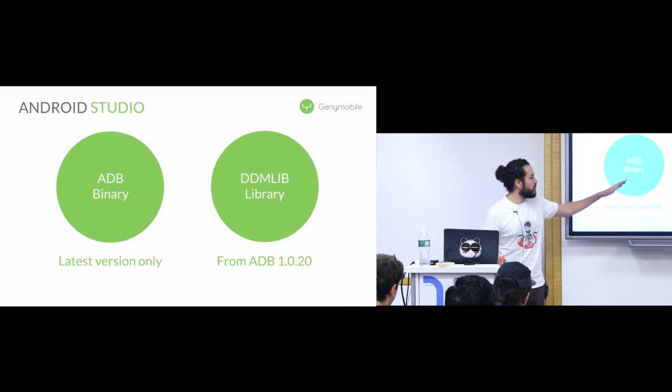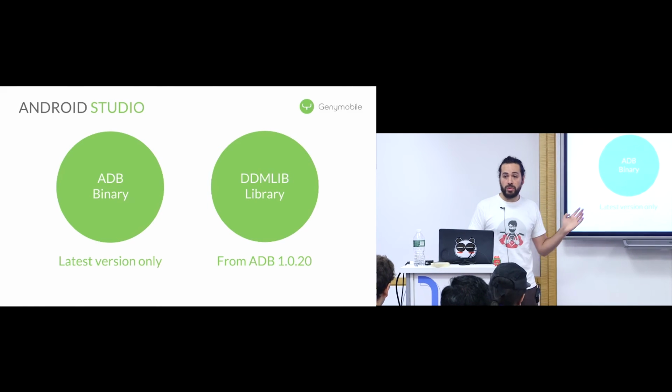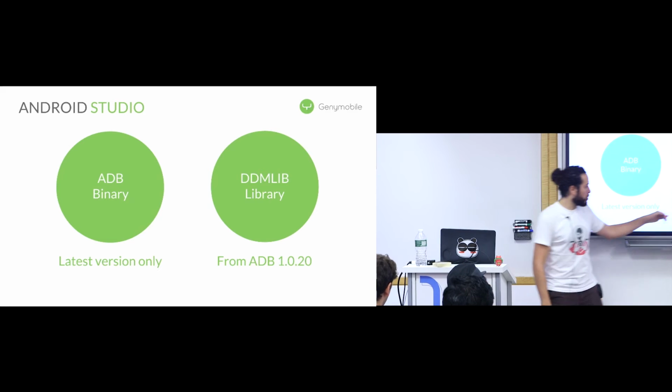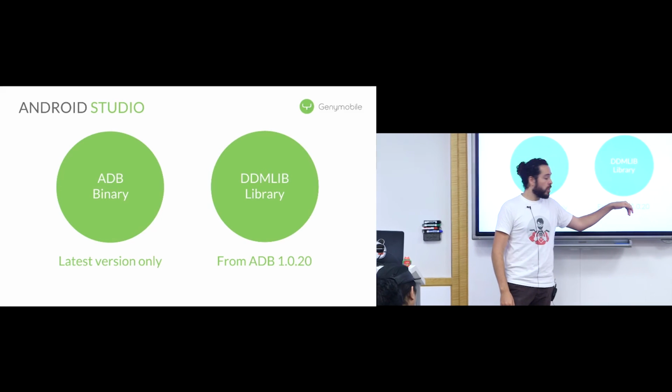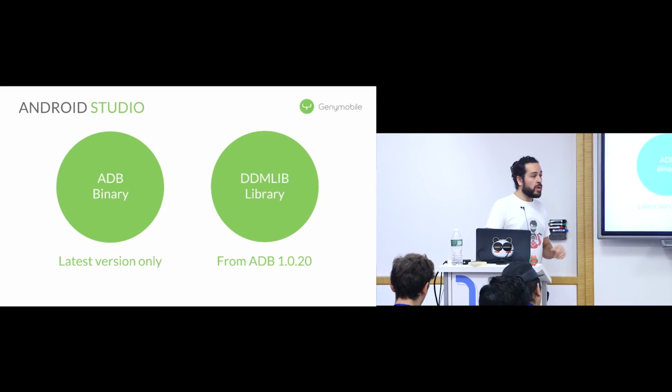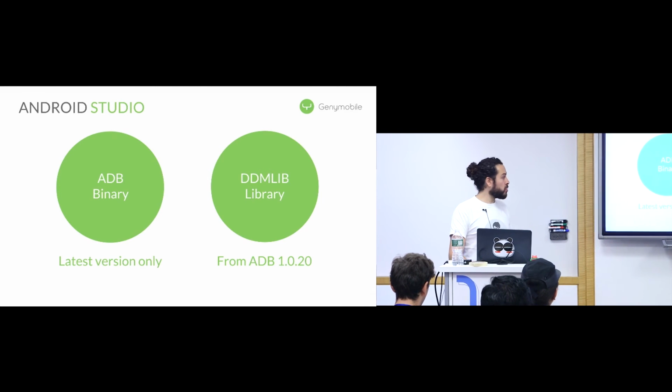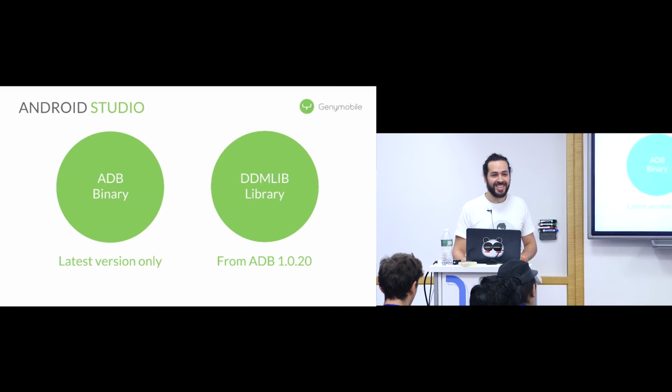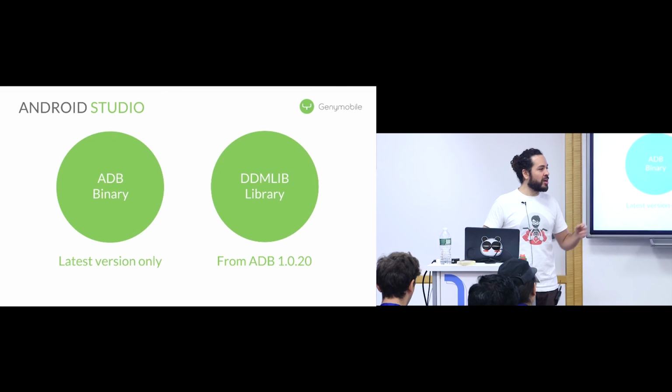That's not the case for DDMlib. DDMlib supports the protocol from version 20, so the ADB version is 1020. And just for your information, version 20 of the protocol dates from October 2008. So it's pretty large, right?